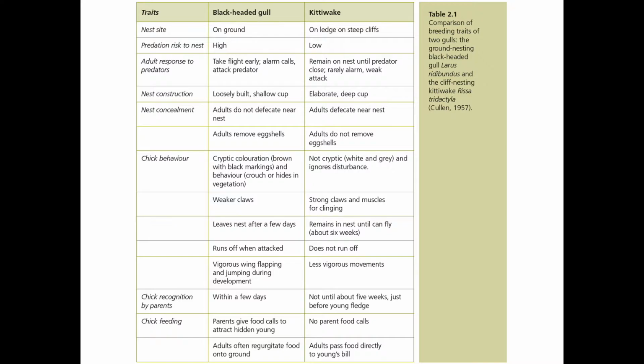So this is one way of looking at comparative data and making inferences about differences in behavior by looking at what different species do. It's not a very formal method of comparative analysis.